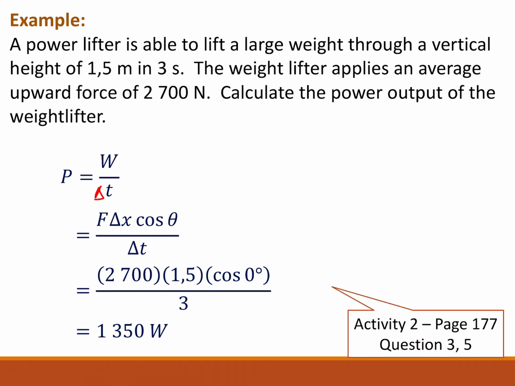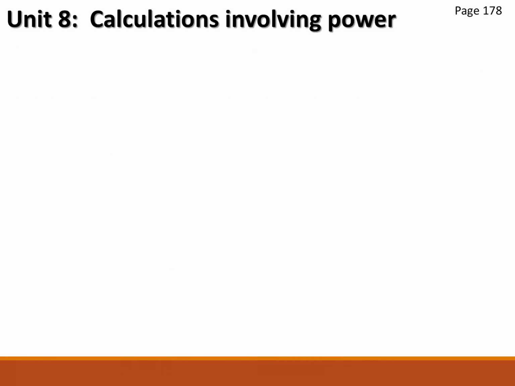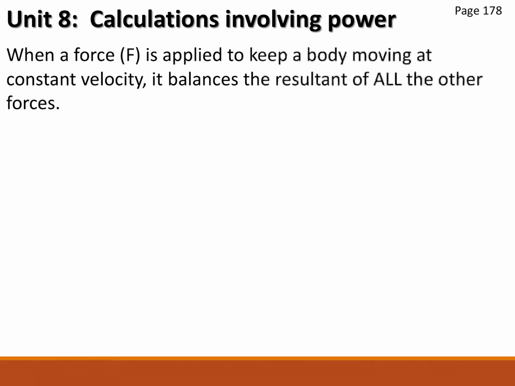Make sure you do activity 2 because those are nice simple power questions. However, power is not always as simple as that. When a force is applied to keep a body moving at constant velocity, it balances the resultant of all the other forces. So what that means is F net is 0. If F net is 0, then the net work done on an object also becomes 0. This poses a problem for us if we're going to be using F net to work out power.